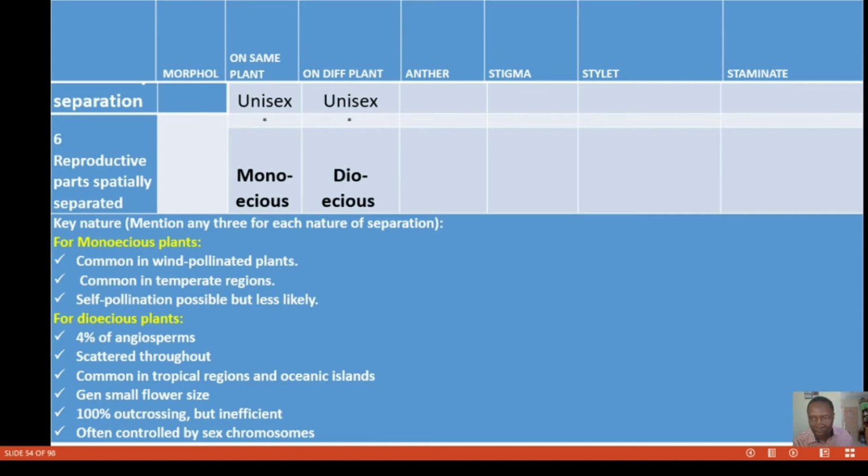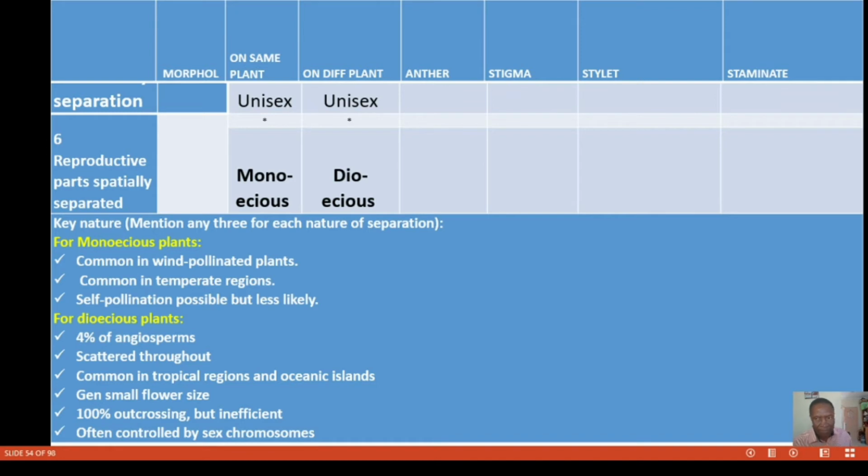Then we have the monoecious condition in which some self-pollination can occur but is less likely.